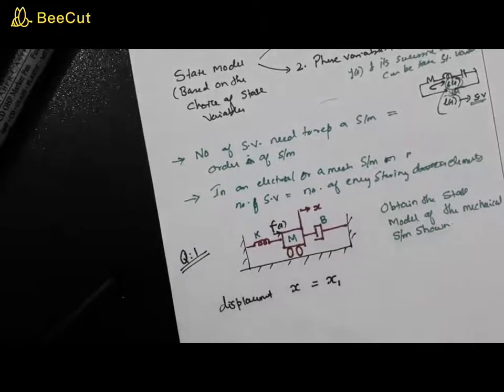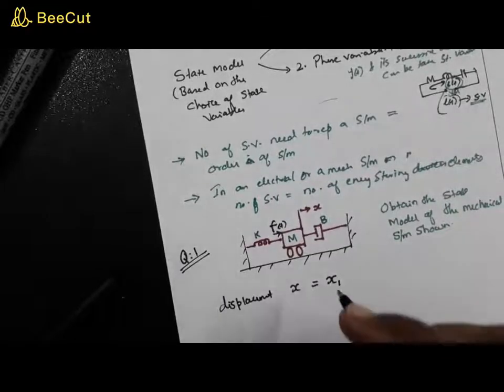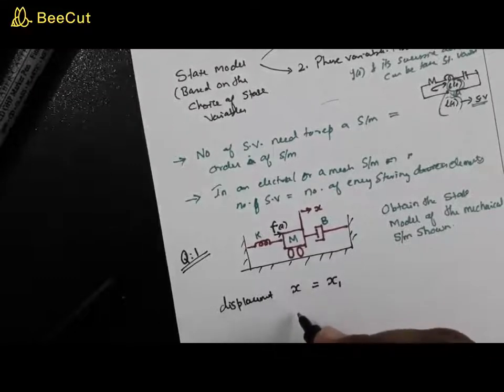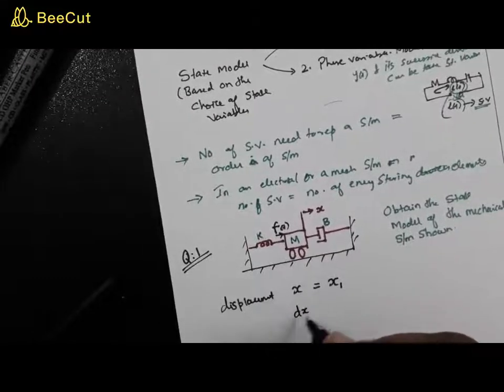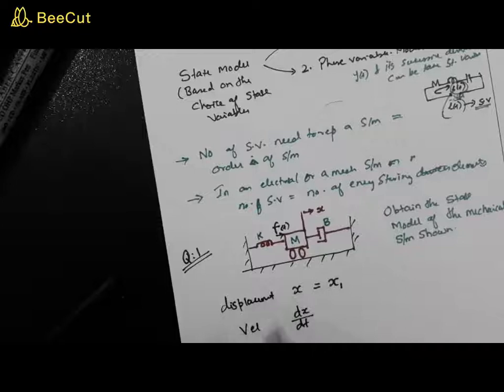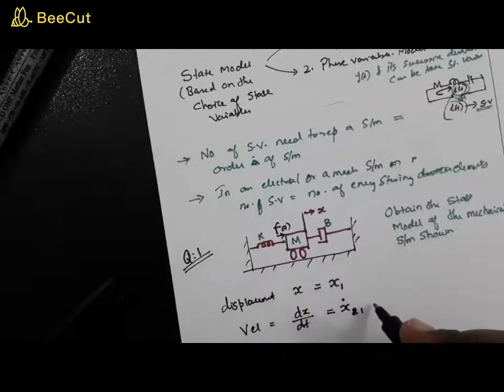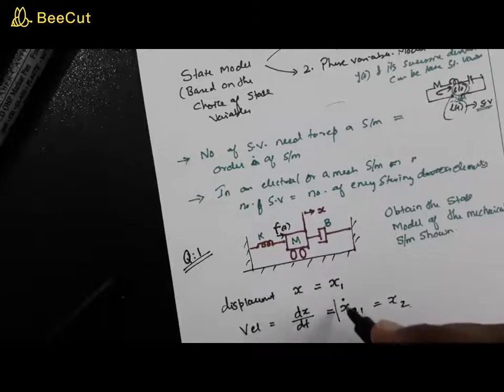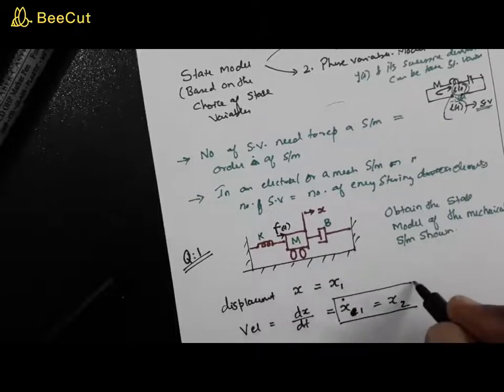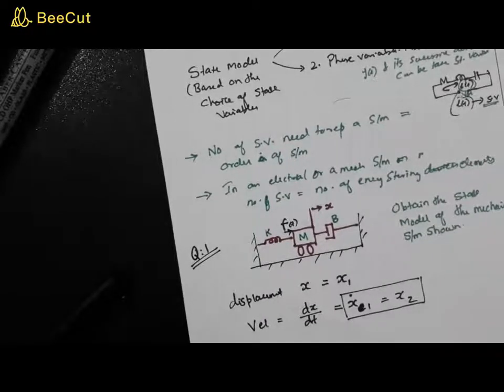Now you can take the derivative of that. What will be dx by dt? dx by dt is the velocity. If x is the displacement, then velocity is dx by dt, which is x1 dot, and this derivative is referred to as your x2.